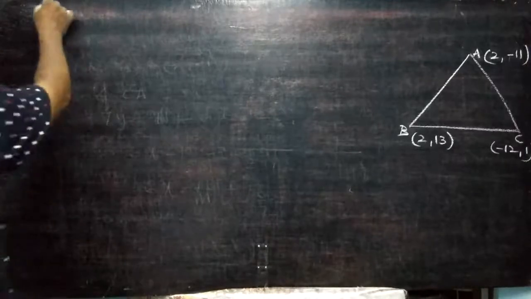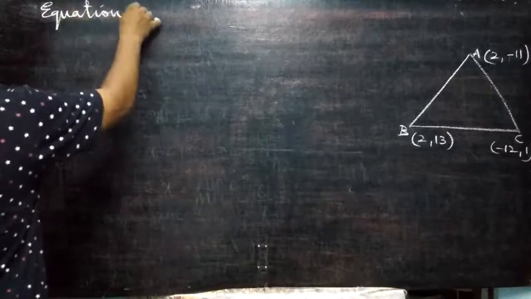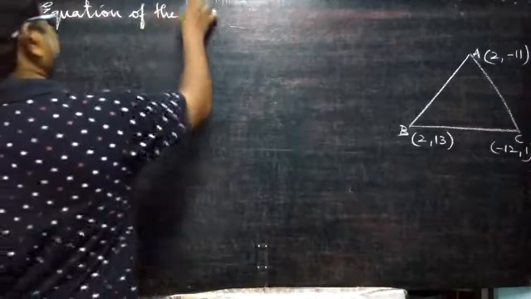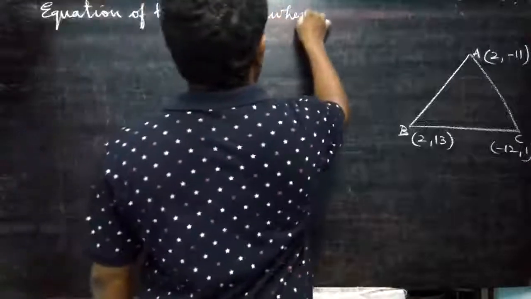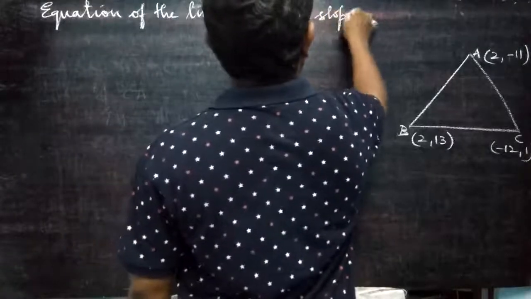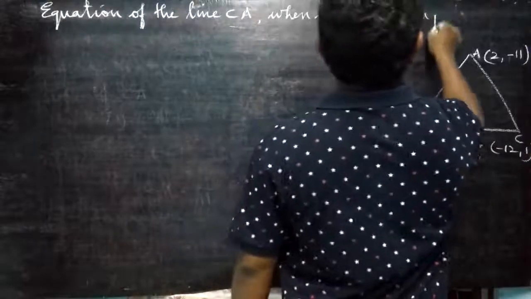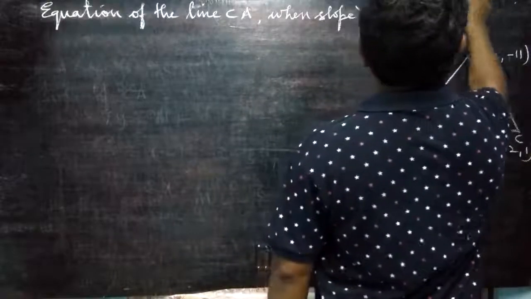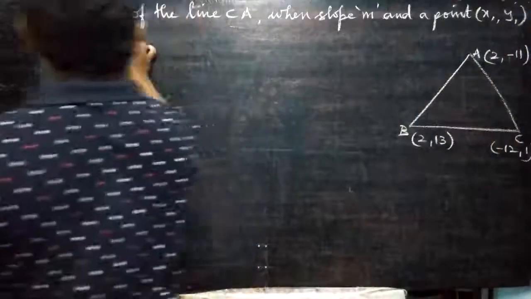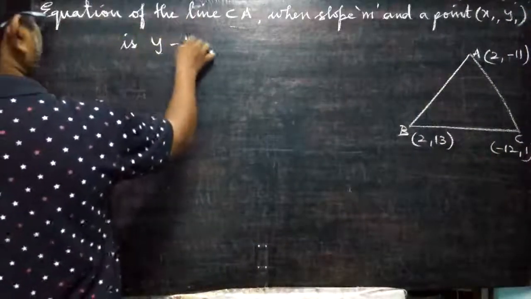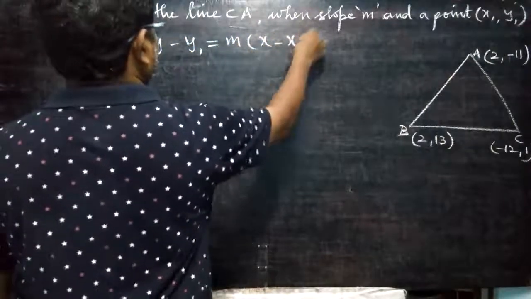Now the equation of line CA, the last side. The equation of the line CA when slope is m and a point (x1, y1) is, what is the formula? y minus y1 is equal to m into (x minus x1).